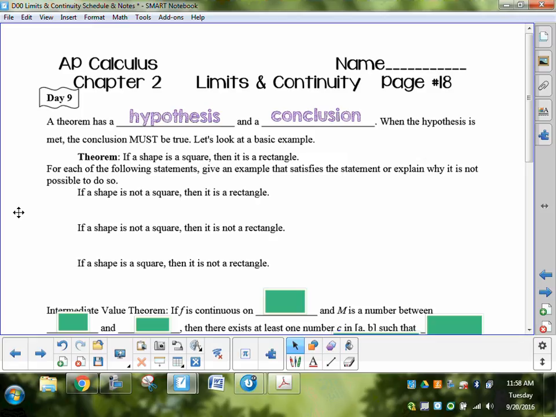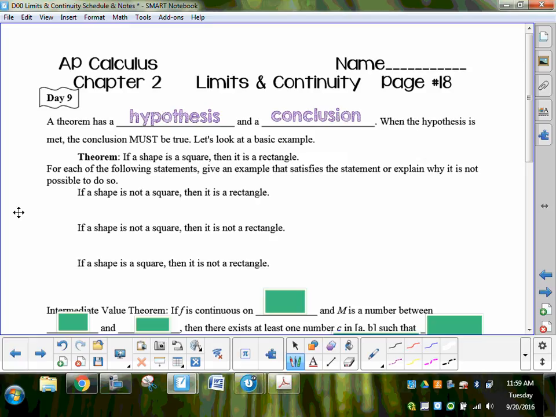Theorem is a hypothesis and a conclusion. When the hypothesis is met, the conclusion must be met. If a shape is a square, then it's a rectangle. So if you know the start, you're guaranteed the second part. For each of the following statements, give an example that satisfies the statement, or explain why it is not possible to do so? So, if a shape is not a square, then it is a rectangle.